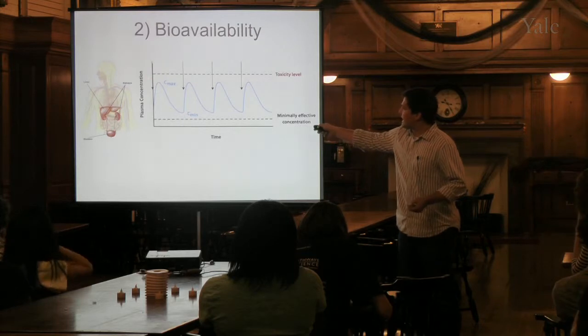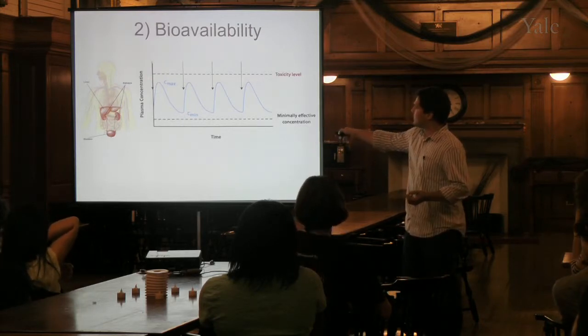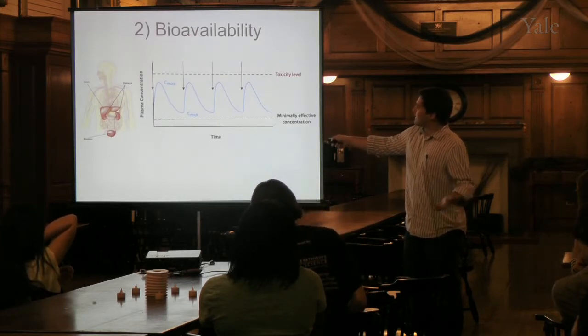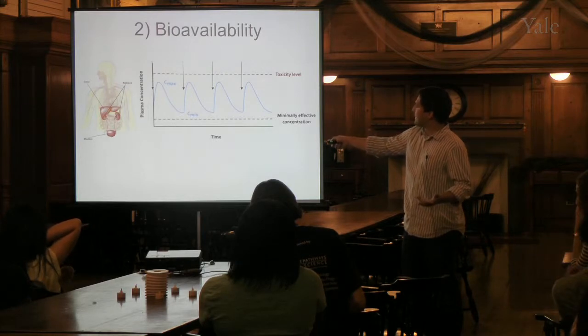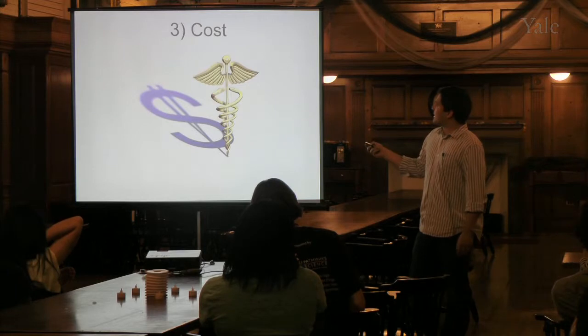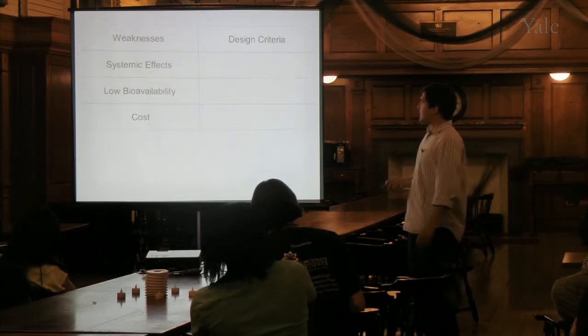It comes down, and you have to take another one. So essentially, the dose that your body is seeing constantly fluctuates up and down. You really have to keep it within this therapeutic window, as they call it. So it's below the toxic level, but it's enough to be effective for whatever disease you're trying to treat. And third, as we heard from our first talk, obviously cost is a big issue with these drugs.